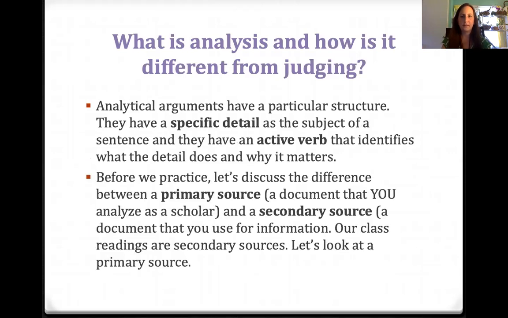Before we practice, let's discuss the difference between a primary source, a document that you analyze, and a secondary source, a document that you use for information. Our class readings are secondary sources.